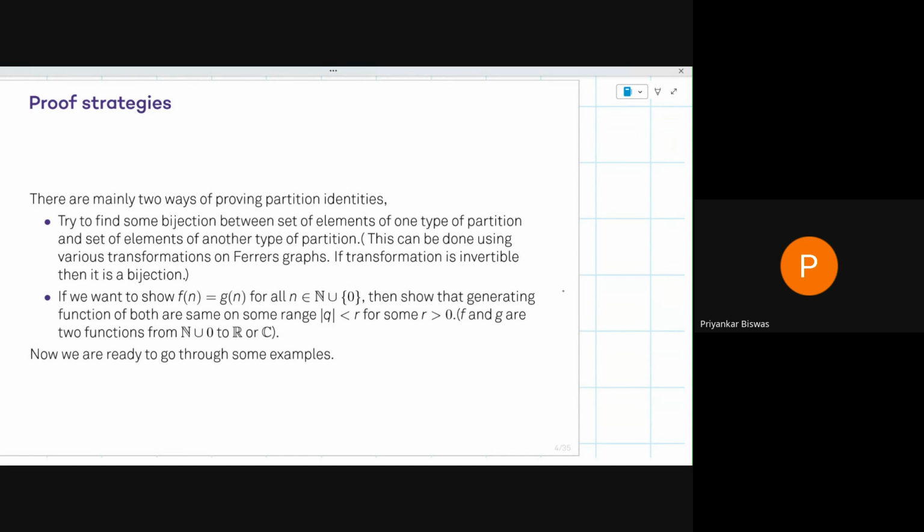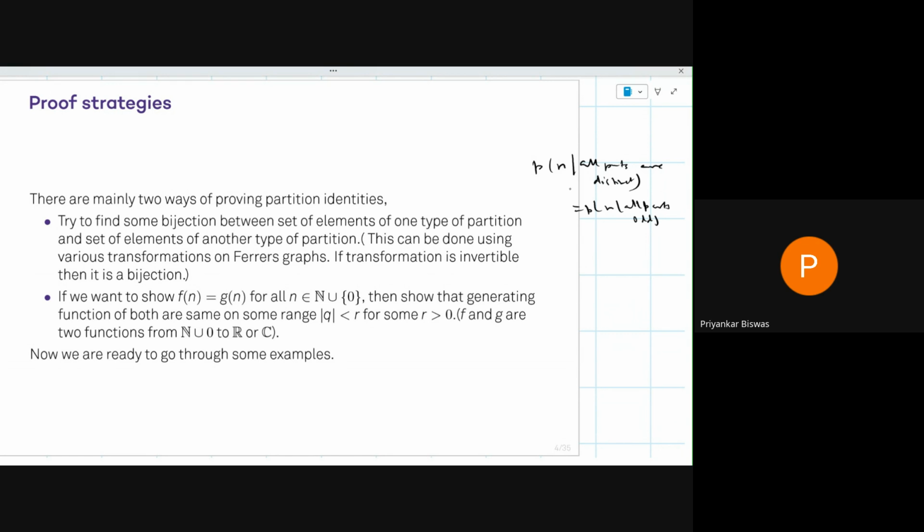Here, with partition identities, basically we try to prove equality between some type of partition of a positive integer and another type of partition of a positive integer given some specific conditions. I'm just giving one example: partitions of n given all parts are distinct equals partitions of n given all parts are odd, this type of thing.